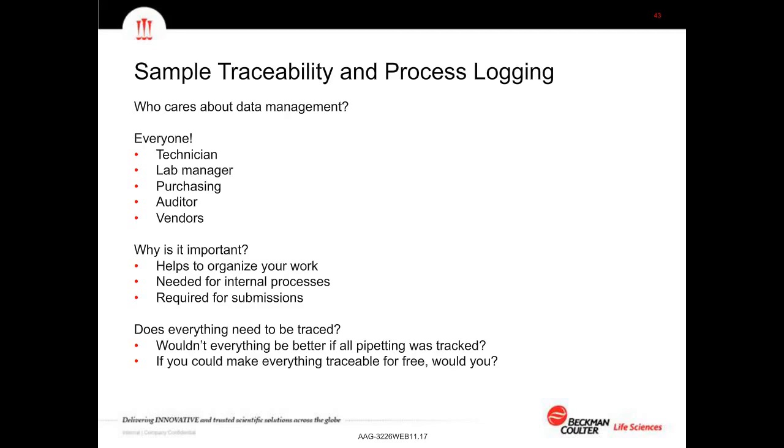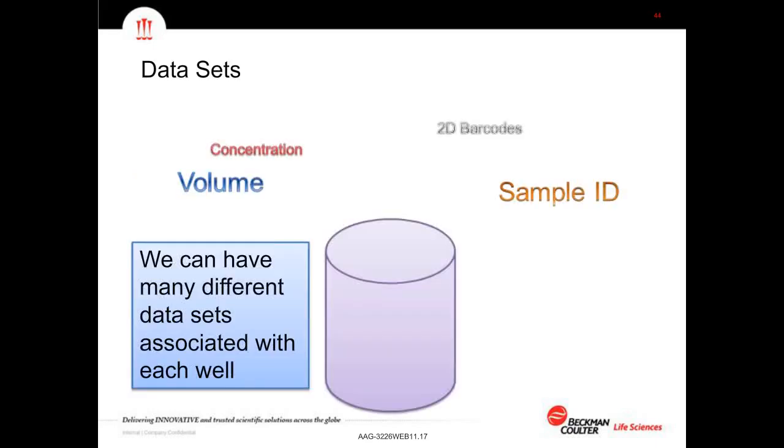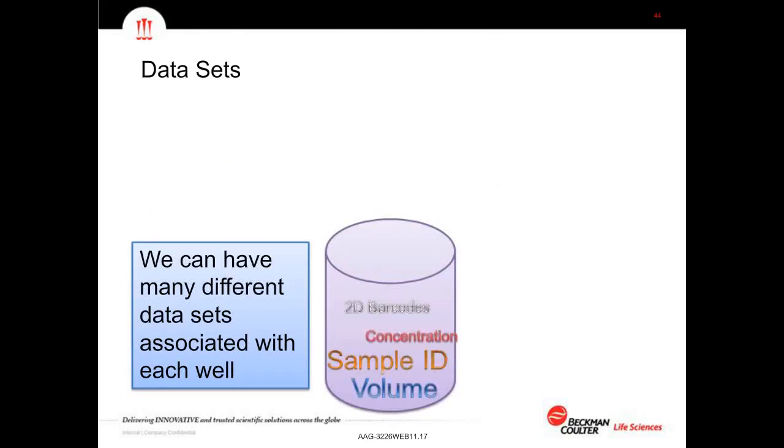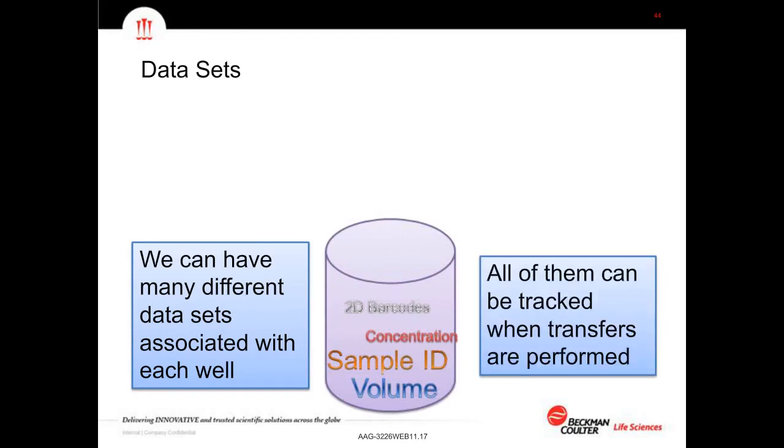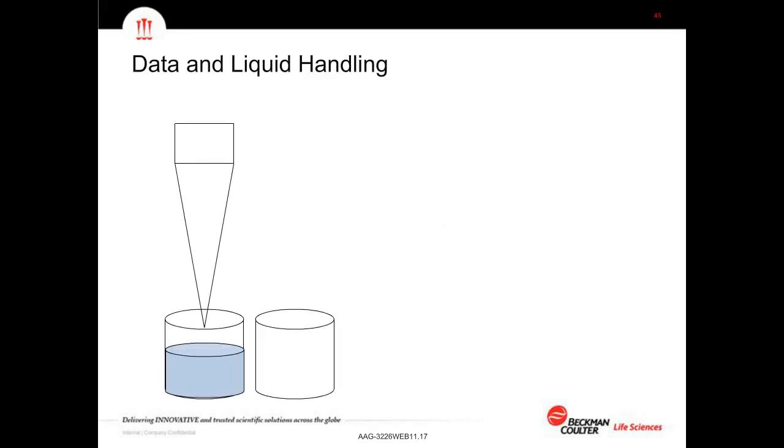You can have many different data sets associated with each well in both the Biomek and SAMI software. And then in this well, we can have different types of data which can all coexist. And then all of it gets tracked when transfers are performed, whether in Biomek or in SAMI software. So in this case, we have a very simple animation where the pipette tip will aspirate from a source well, move, and then dispense into a destination well.